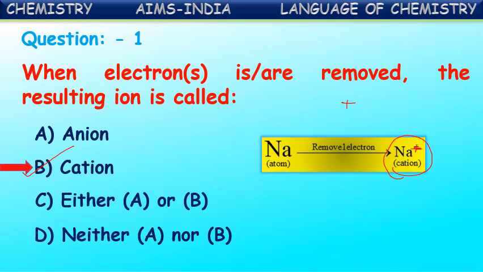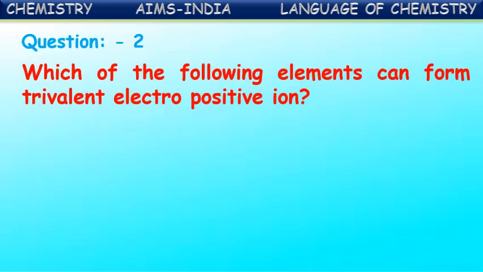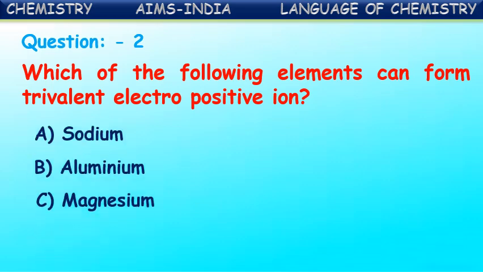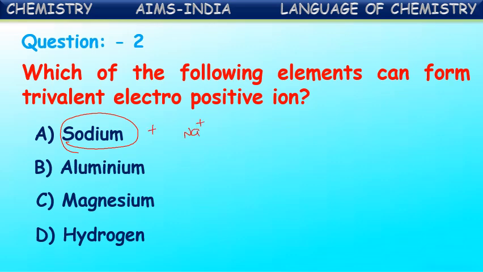Next, come to the next question. Which of the following elements can form trivalent electropositive ion? In examples we have studied sodium. Sodium can lose only 1 electron, so it forms only Na plus. This is called monovalent, not a trivalent. Trivalent means it has to lose 3 electrons.